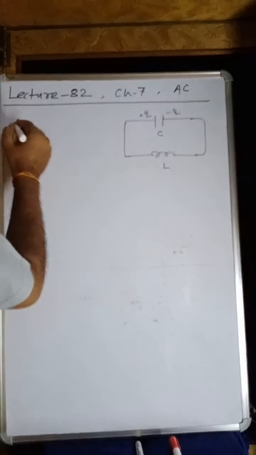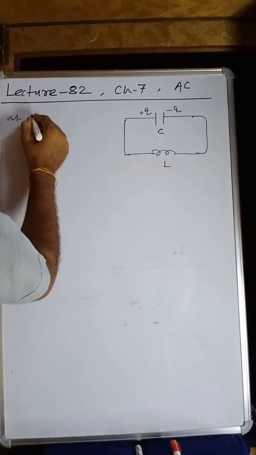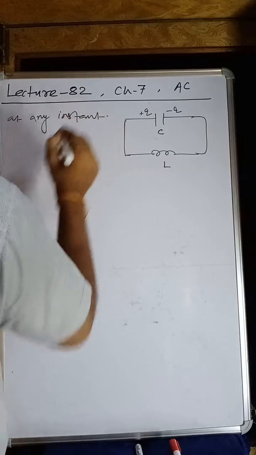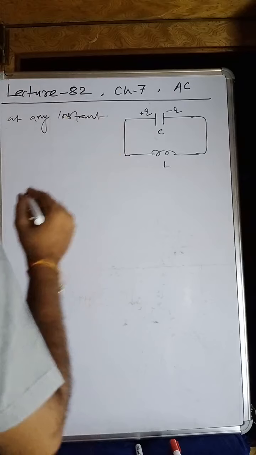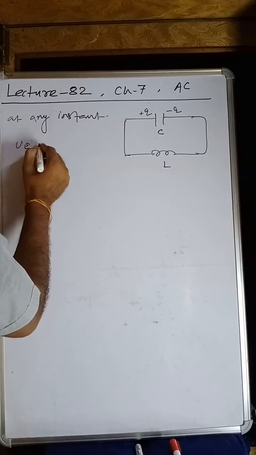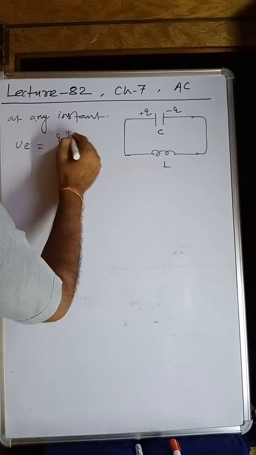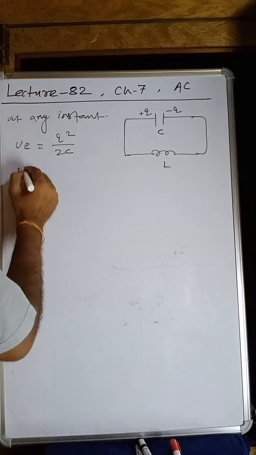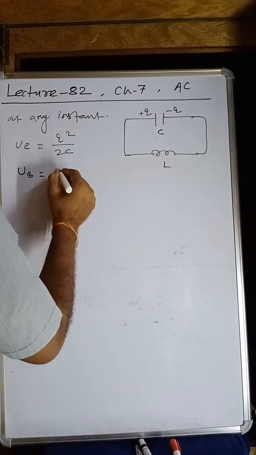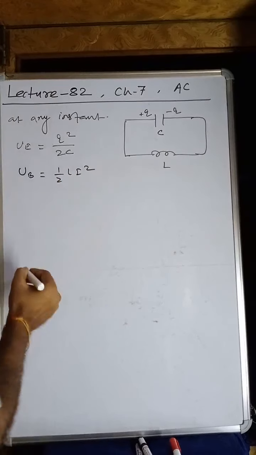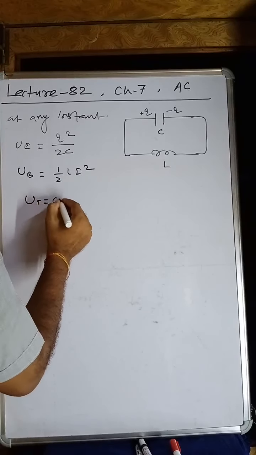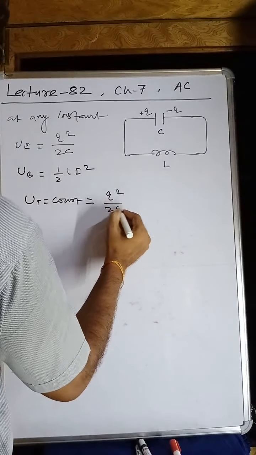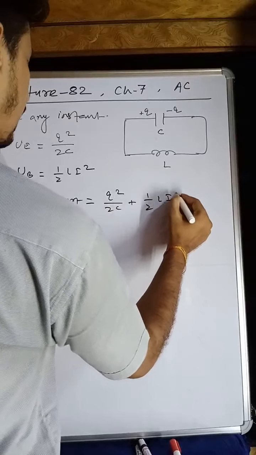At any instant, my dear student, if we write the energy in the capacitor as Q square over 2C and the energy in the inductor as half L i square, then the total energy, which is constant, will be U_E plus U_B, that is Q square over 2C plus half L i square.